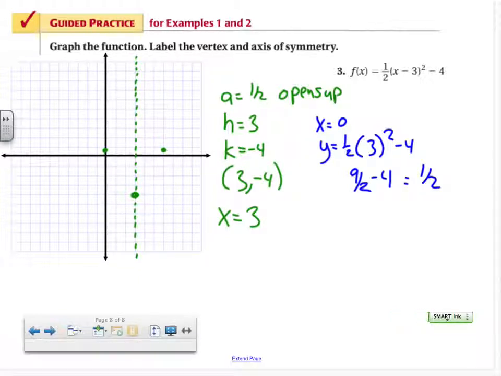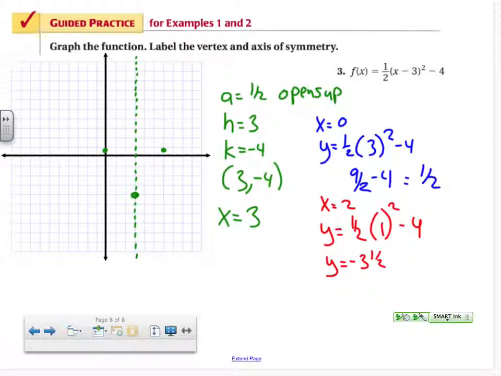Let's try when x is 2. Right? If x is 2, what do we got? If x is 2, we got y is 1/2. 2 minus 3 is negative 1. We're going to square it, so I'll just go positive. Okay, so we got half of 1 minus 4. Half of 1 is half, minus 4 is negative 3.5. So when x is 2, y is negative 3.5. Reflect it, and connect the dots, and there's our parabola.